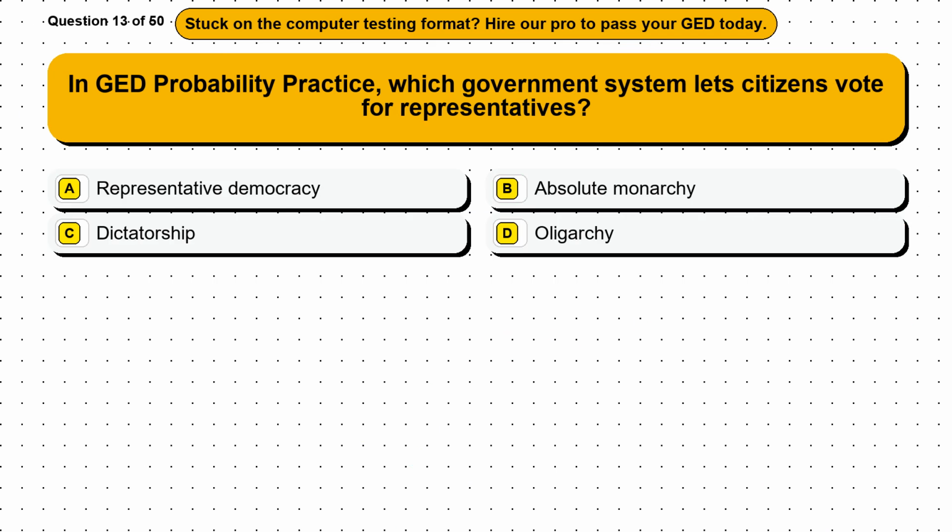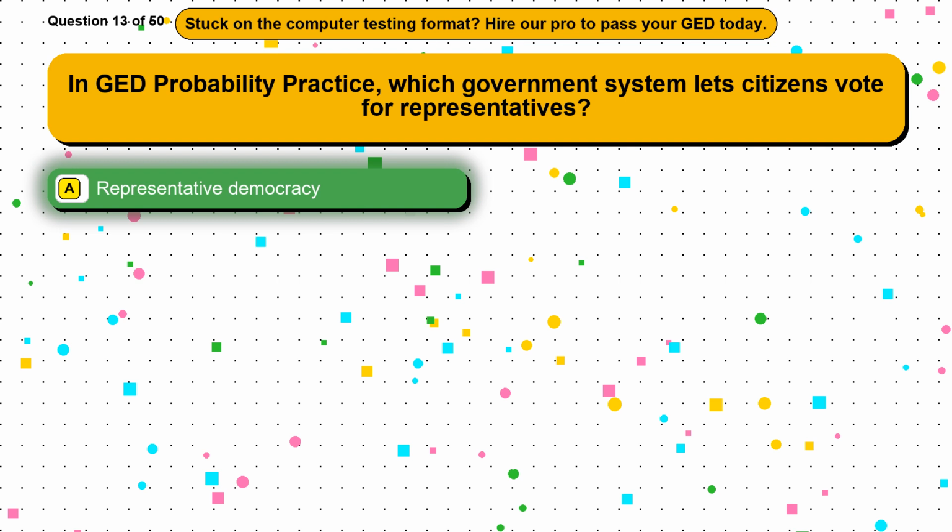Question 13. In GED probability practice, which government system lets citizens vote for representatives? Option A, representative democracy. Option B, absolute monarchy. Option C, dictatorship. Option D, oligarchy. The correct answer is option A, representative democracy.